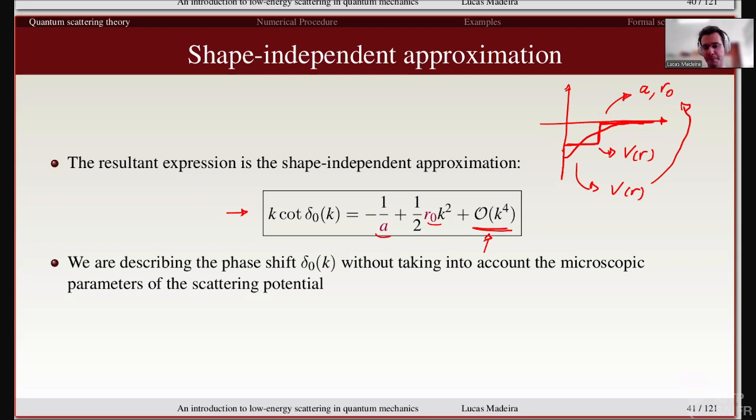Does that make sense? Yeah, a lot of sense. Thanks. Okay. More questions? Lucas, how can we measure the phase shifts experimentally?